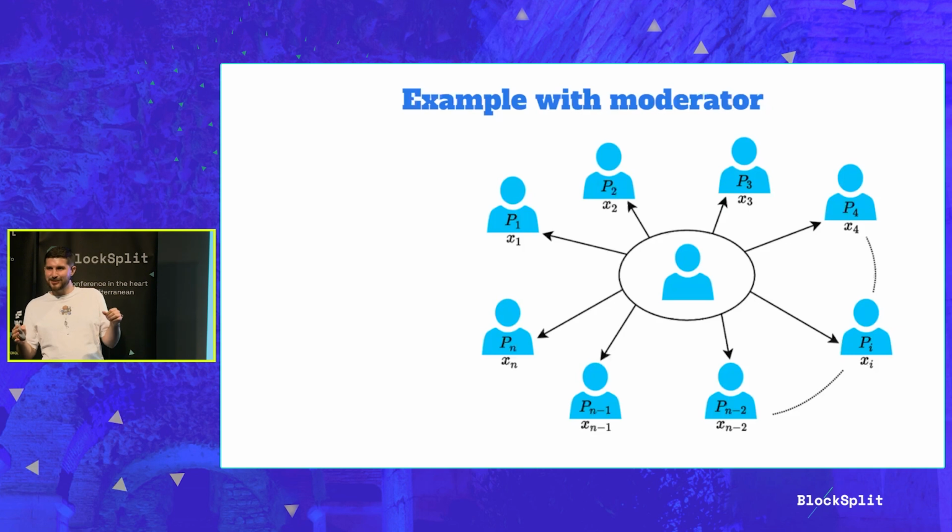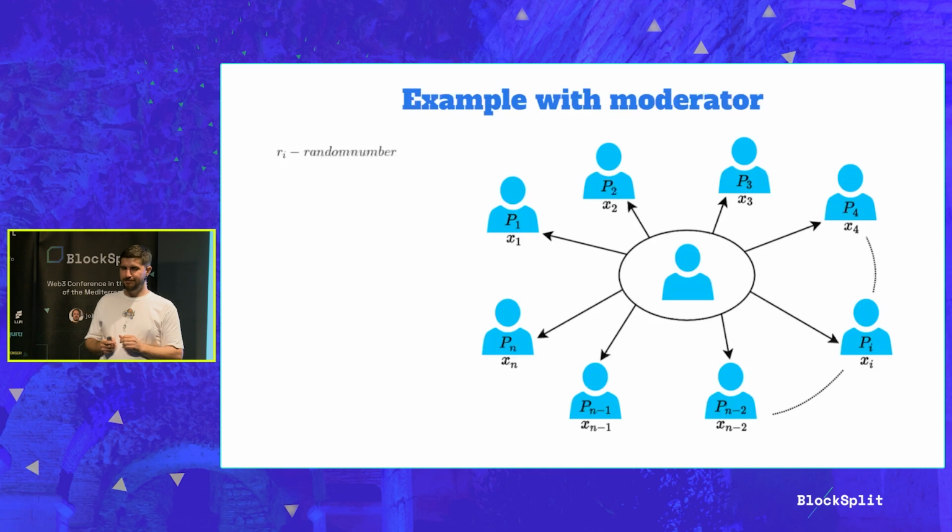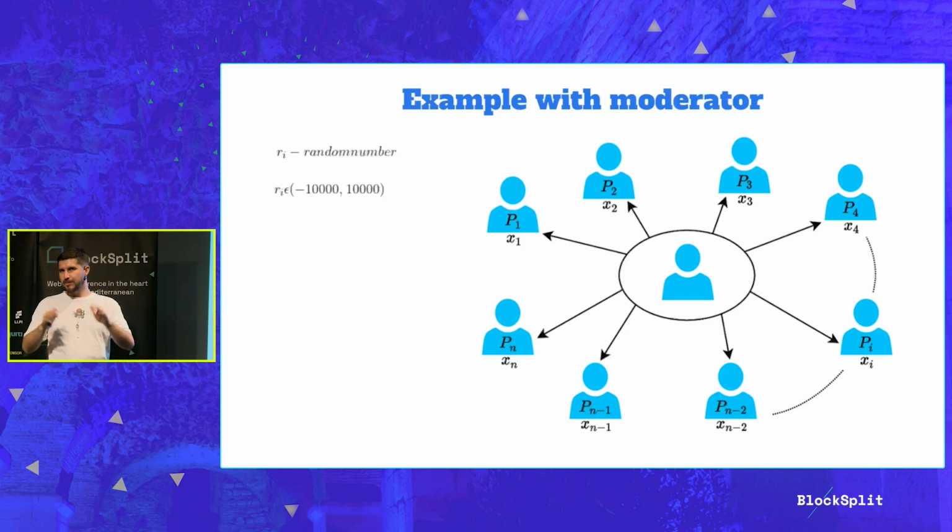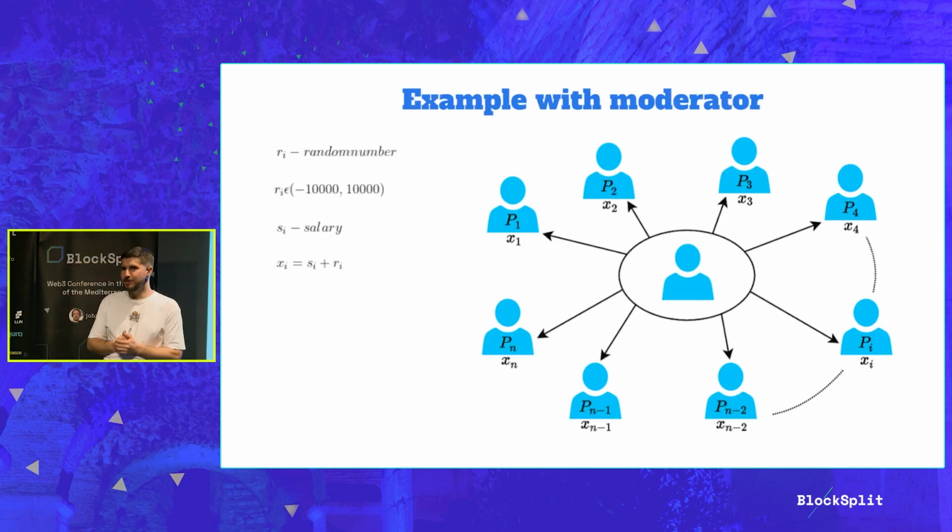Let's see how it's going to work with a centralized identity in the middle called the moderator, and how it will look. Every participant generates one random number. That random number can be, let's say, a number between -10,000 and 10,000. So some kind of symmetrical range with 0 in the middle, with a plus-minus orientation, from a pseudo-random generator that they have. They have their own salary, and they add this number to the salary.